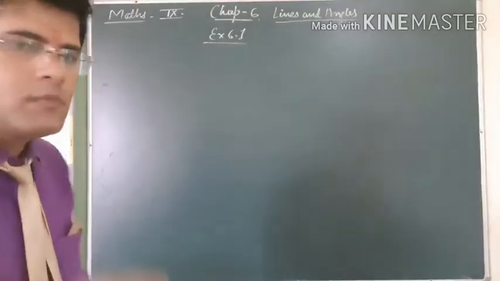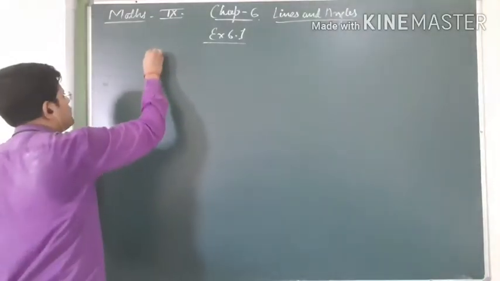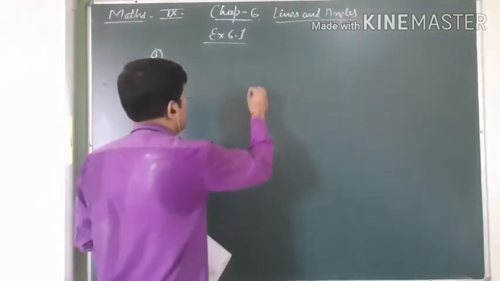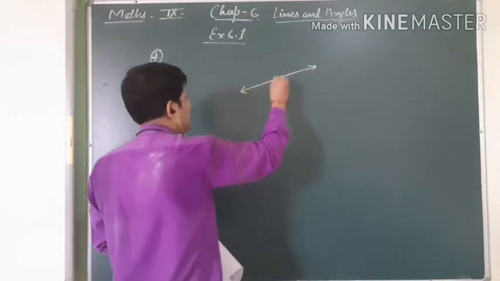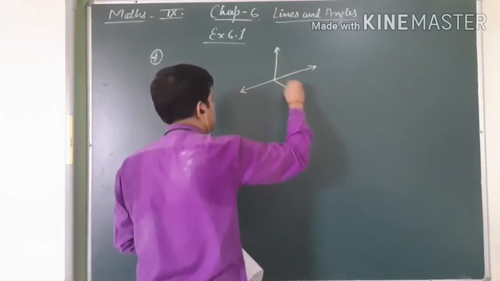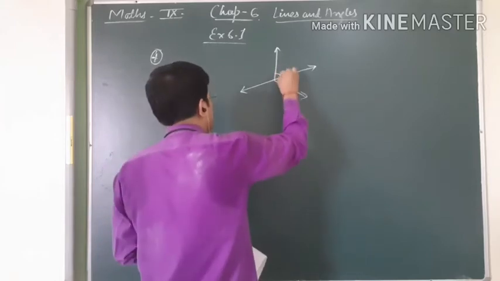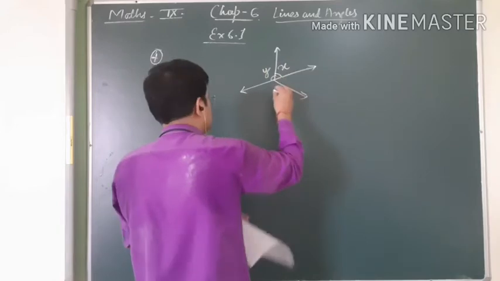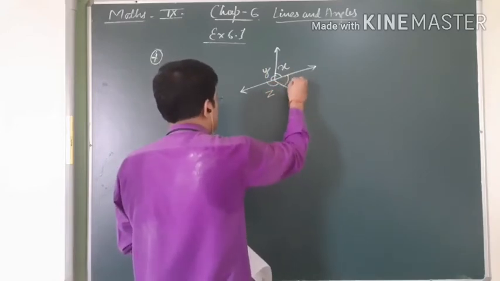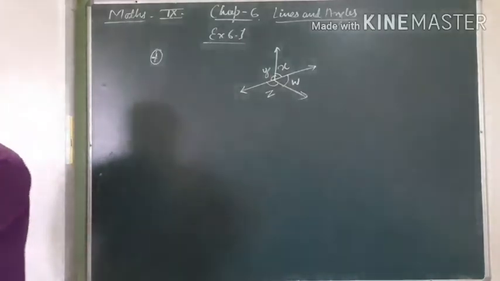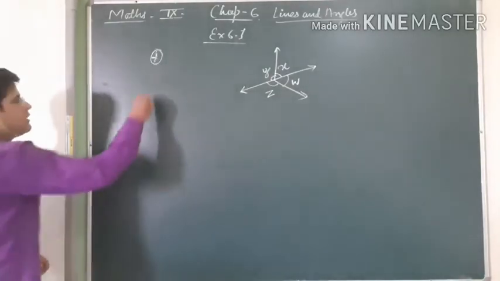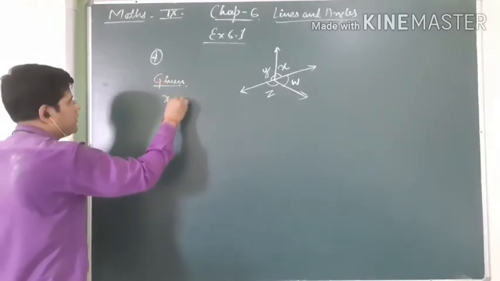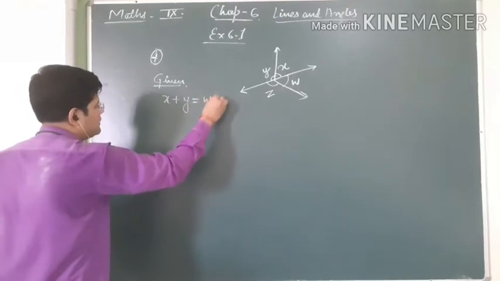Okay students. Now in question number 4, this is also a proof. All the proofs I will be solving. Here, what is given? There are two angles made on the first side and two angles made on the other side. Here the two angles are named X and Y, and here the two angles Z and W. So given that X plus Y equals W plus Z.